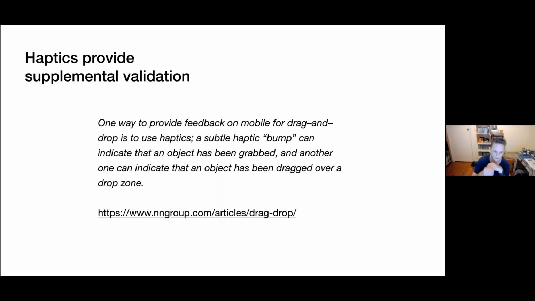This is just a quick quote from the Nielsen Group that I think is a nice way to describe what's going on here. I apologize for just reading out what's on the screen, but one way to provide feedback on mobile for drag and drop is to use haptics. A subtle haptic bump can indicate that an object has been grabbed, and another one can indicate that an object has been dragged over a drop zone. So I think that's a really nice summing up of a real practical way that haptics can help a user interface rather than necessarily embellish it.